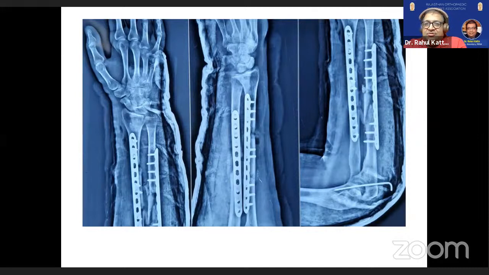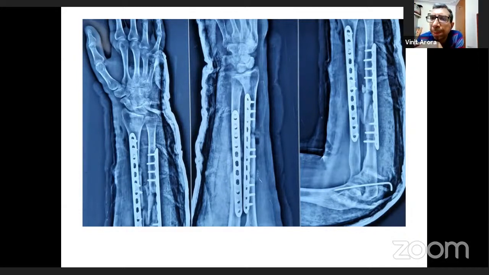A small DCP is also a little bit more flexible than the LC-DCPs, so it is easy to bend those plates. It's simple. You can have a rigid plate for the ulna and a 1/3 tubular plate for the radius. Yes, yes, definitely. Abhijeet, any comments?